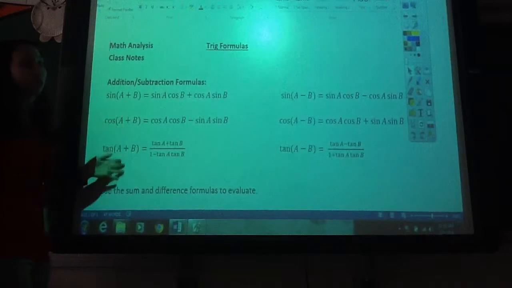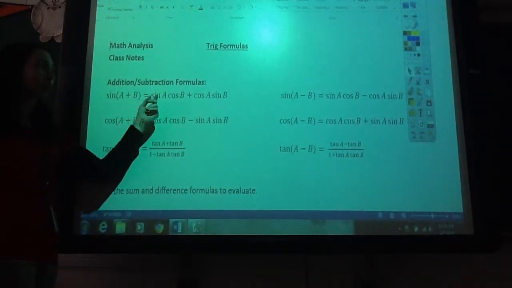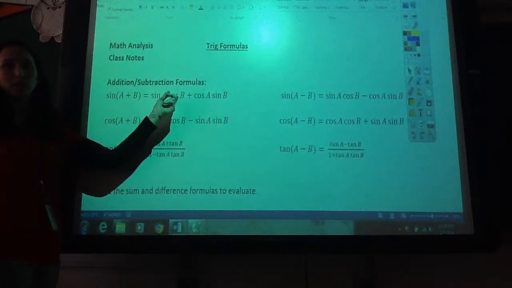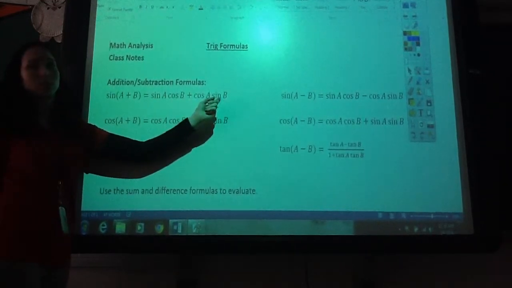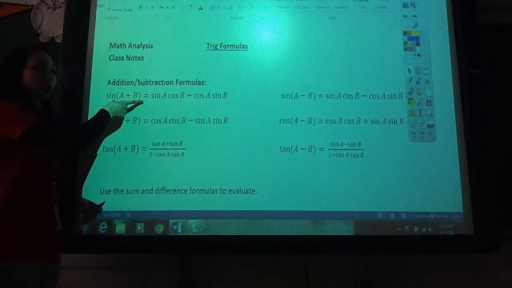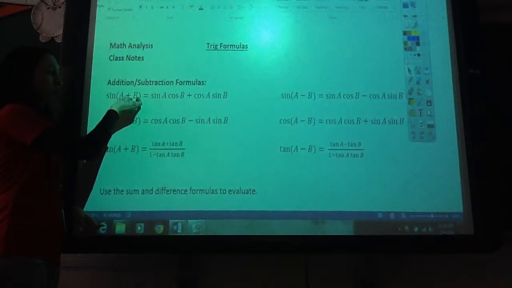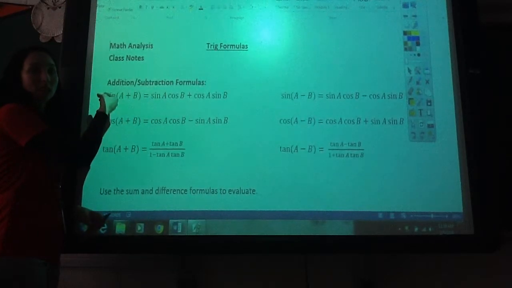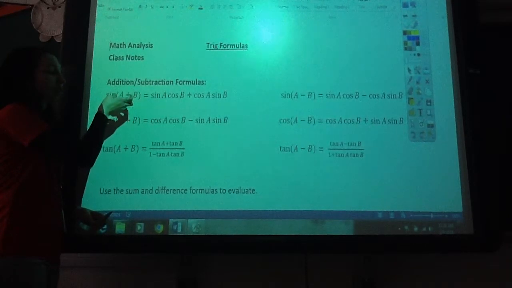The three addition formulas are as follows. If you have sine of two angles, then it's sine of the first, cosine of the second, plus cosine of the first, sine of the second. So if I were to split this up so I no longer have two things in here, it would be sine of the first, cosine of the second, plus cosine of the first, sine of the second.